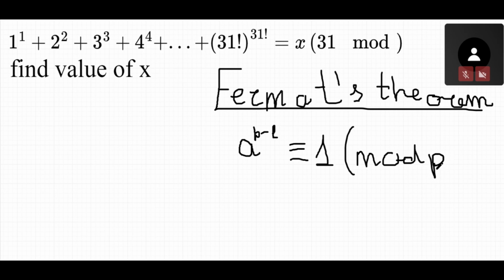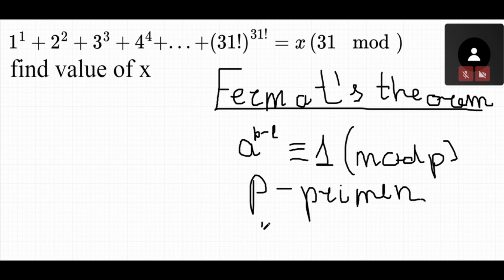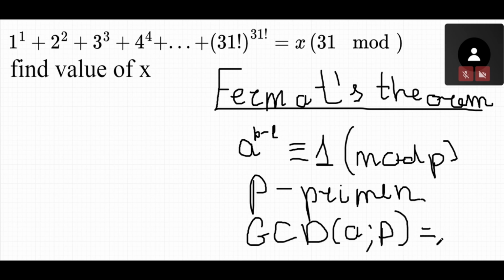Okay, at mod p. And we need to know that p must not be just any number. It needs to be a prime number. And GCD of a and p needs to be 1.